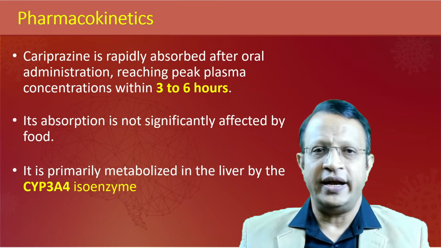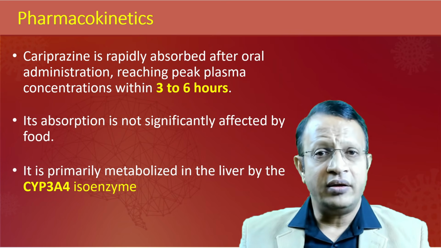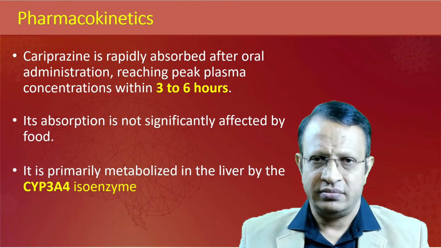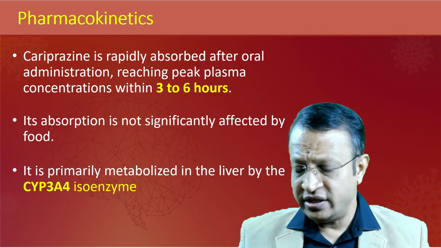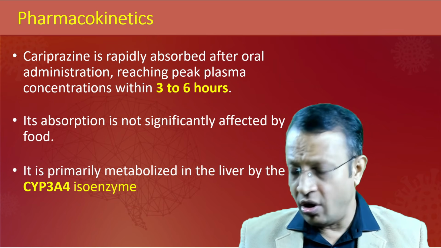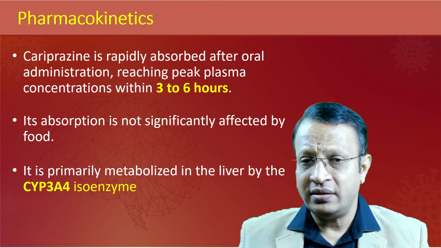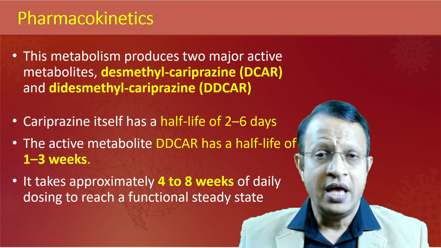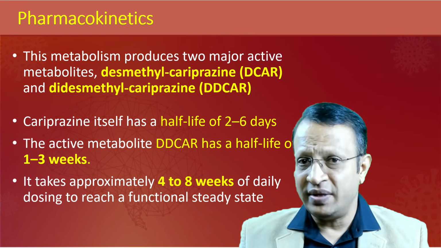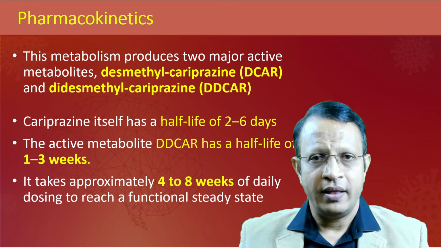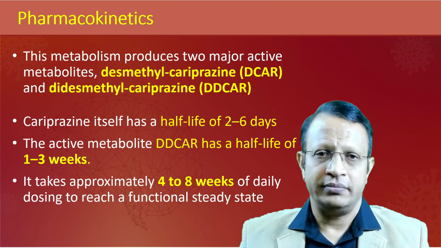Now let's look into the pharmacokinetics. Cariprazine is rapidly absorbed after oral intake. It reaches peak plasma level within 3 to 6 hours. Its absorption is not significantly affected by food. That means whether it is taken on an empty stomach or with food, it does not have a major effect. It is metabolized in the liver by the CYP3A4 isoenzyme, my dear friend. This metabolism produces two important metabolites. One is desmethyl cariprazine, called DCAR. Another metabolite is didesmethyl cariprazine, DDCAR.